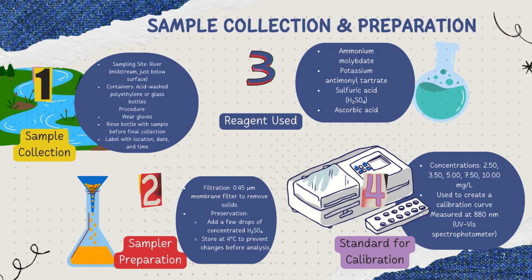For phosphorus detection, we use the ascorbic acid method, which produces a blue color measurable by UV-vis. The reagents included ammonium molybdate, potassium antimonyl tartrate, sulfuric acid, and ascorbic acid. These reagents react with phosphate to form molybdenum blue, which is measured at 880 nanometers. Standard solutions with known phosphorus concentrations between 2.5 to 10.0 milligrams per liter were prepared and treated with the same reagents. Their absorbance was measured at 880 nanometers and a calibration curve was created to determine the phosphorus content in the river samples.